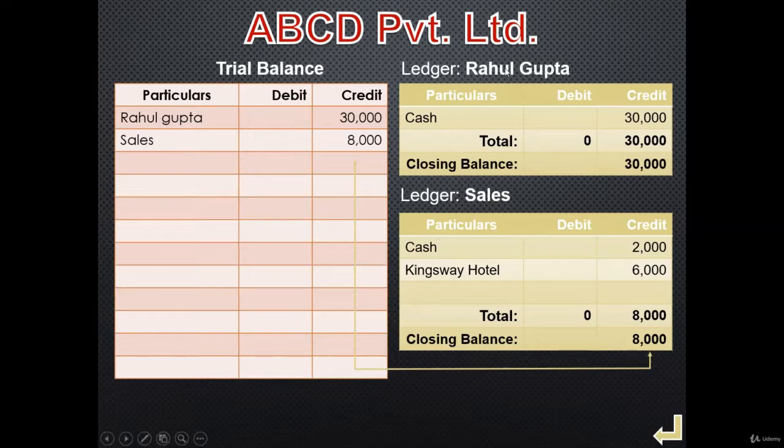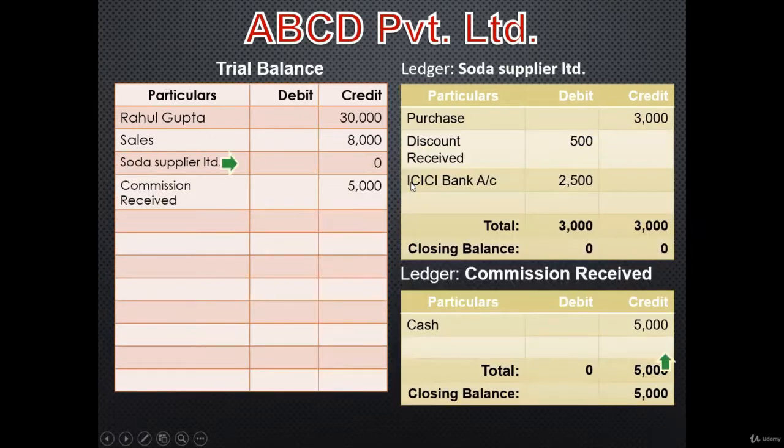So from Rahul Gupta's ledger, there is a closing balance of 30,000 rupees on the credit side. So I am posting here Rahul Gupta 30,000, simple. Now in the sales ledger, I am posting rupees 8,000 from the credit side in the credit of my trial balance. Now as we move further, there is Soda Supplier Limited's account and the closing balance was 0. So I'm writing here 0.